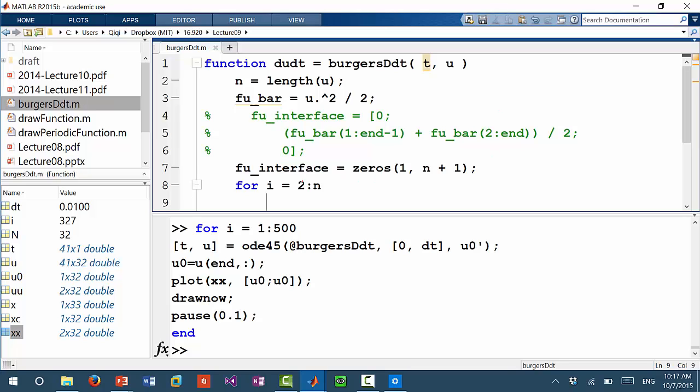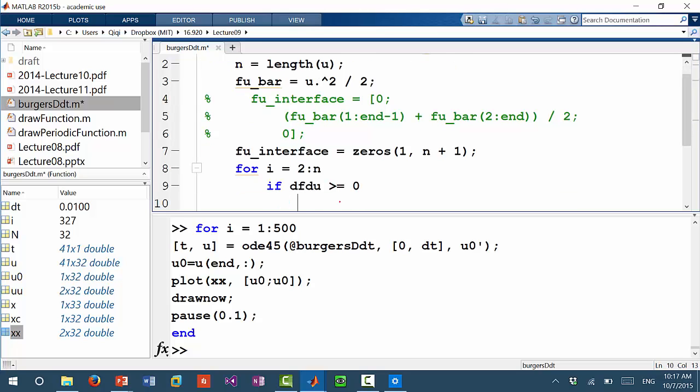I'm going to set the interface flux, and here comes the if statement. If the wind direction, I'm going to just say dfdu, right? Dfdu is what we are looking at towards the wind. If dfdu is greater or equal to 0, fu interface should be equal to, of I should be equal to what?